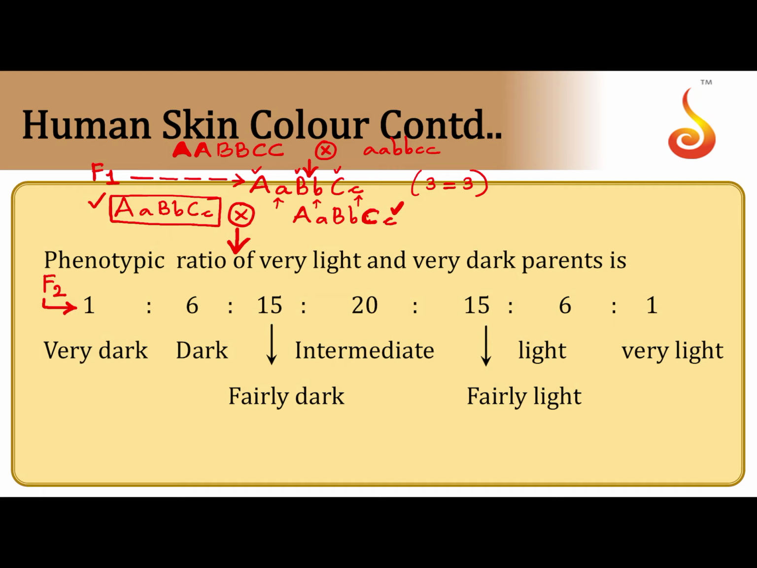1:6:15:20:20:15:6:1. That means these are the probable types of genotypes of offsprings that you obtain in the F2 generation. So 1 out of them will have very dark, 6 out of them will have dark, 15 out of them will have fairly dark, 20 of them will have intermediate or mulatto skin, another 15 will have fairly light, another 6 will have light, and one of them will have very light. So this is the cross that the ratio given here represents.